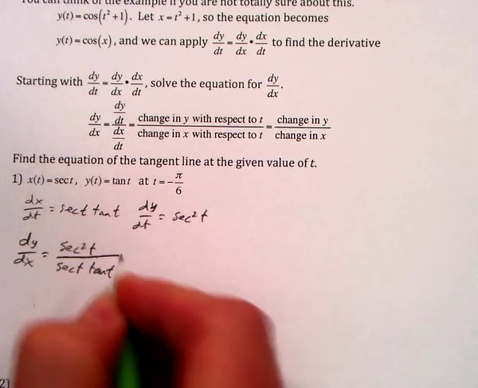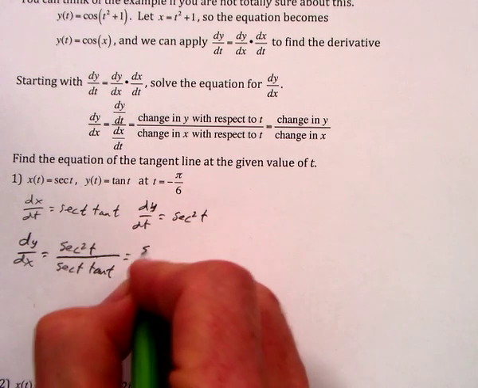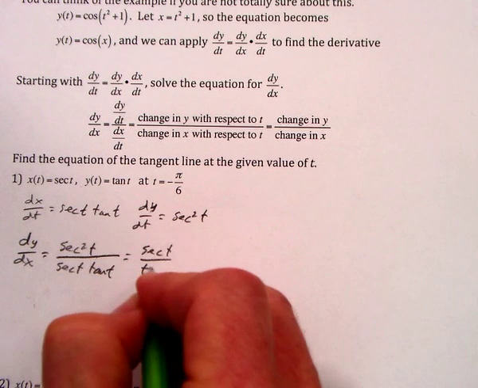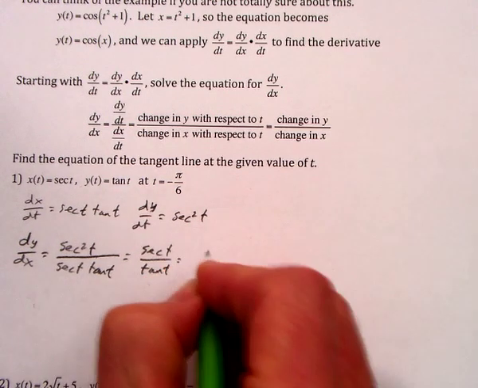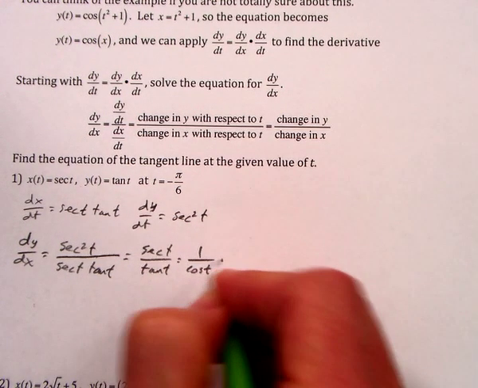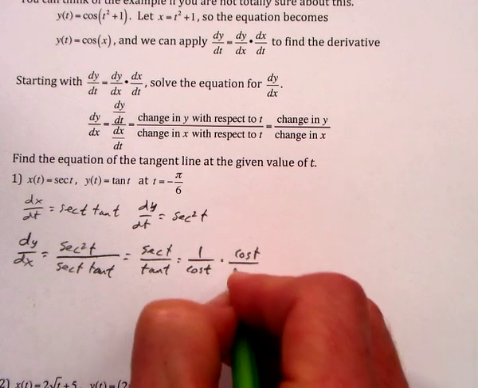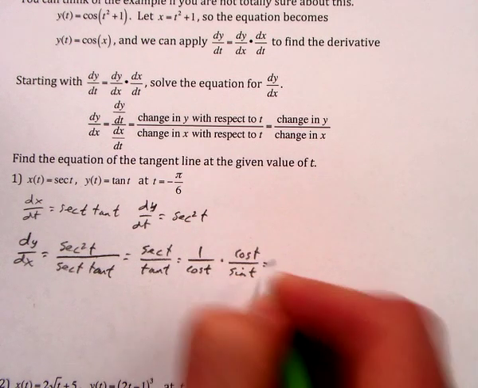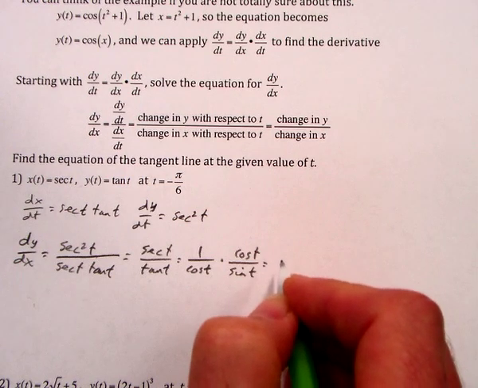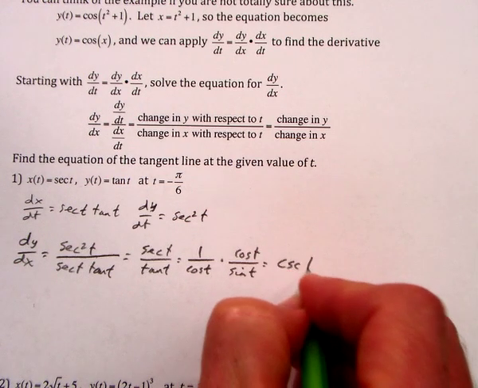So now we can say dy/dx equals secant squared t divided by secant t tangent t. Let me extend that over. And we can simplify this. The secants reduce, so we have secant t over tangent t. Secant t is the same as 1 over cosine t, divided by sine over cosine, so we can flip that, and we have cosine over sine. So we get 1 over sine of t, and that is the same as cosecant of t.